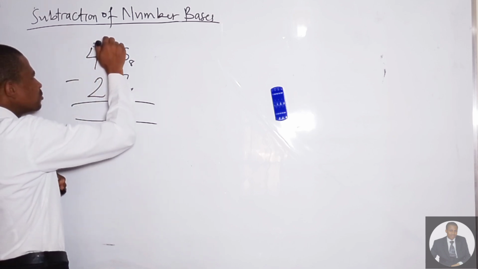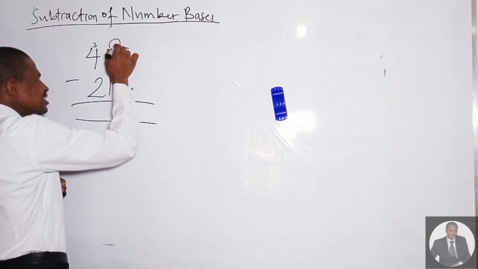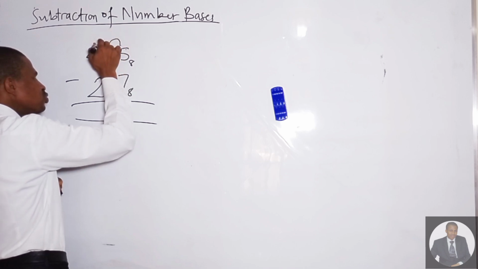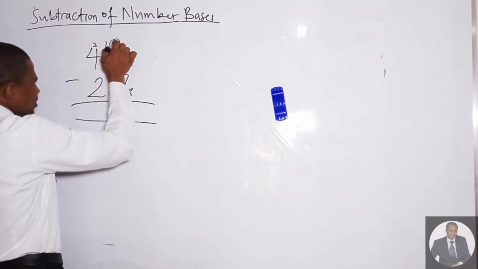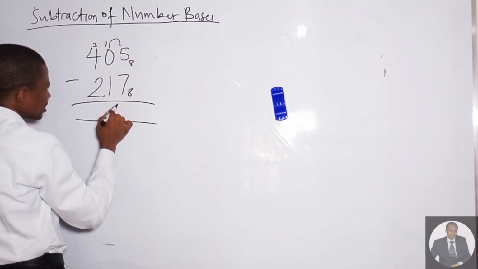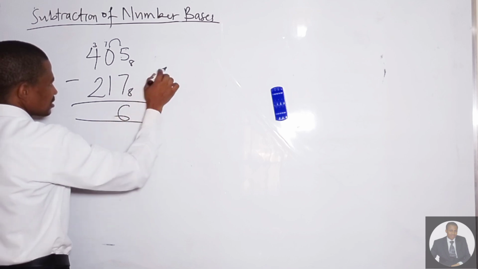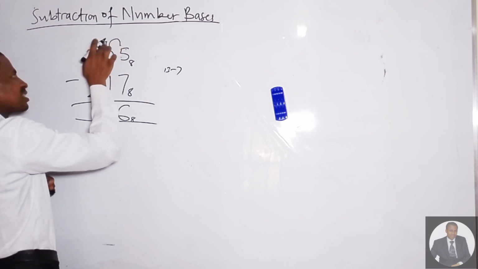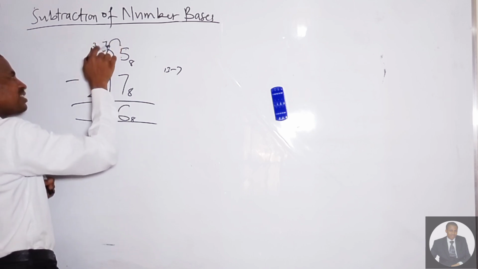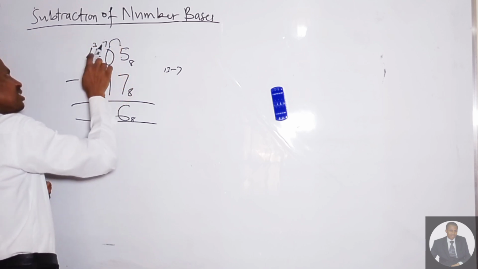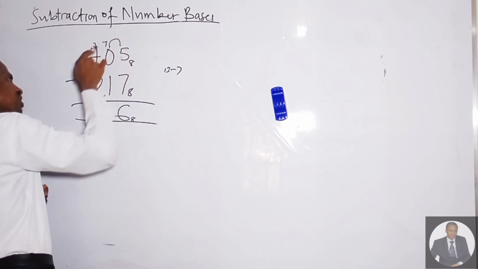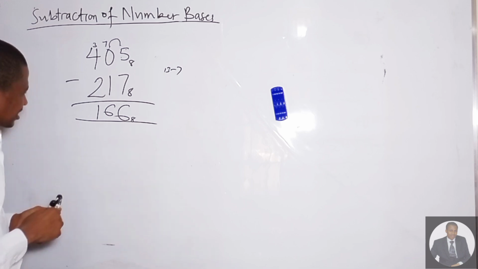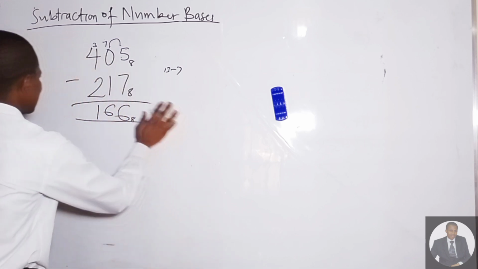So when we take 1 from that 8 to here, that will be 8 plus 5, 13. It was 8 before. We've taken away 1. So what remains will be 7. So 8 plus 5, 13 minus 7, 6 base 8. Now, this will be 7 because when we borrow 1, that one represented 8 since it's in base 8. Since we borrowed 1 from 8, it will be 7. So 7 minus 1, 6. Then 3 minus 2, 1. So our answer will be 166 base 8.